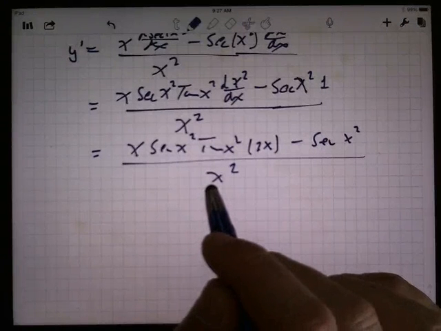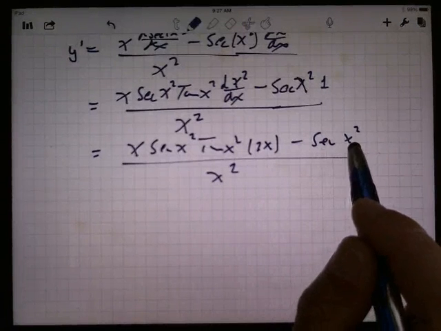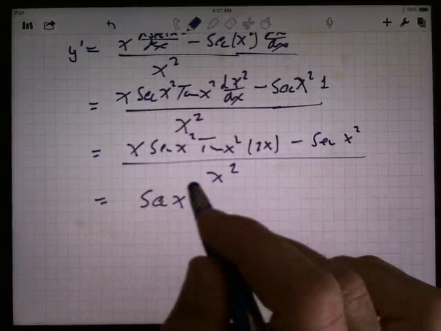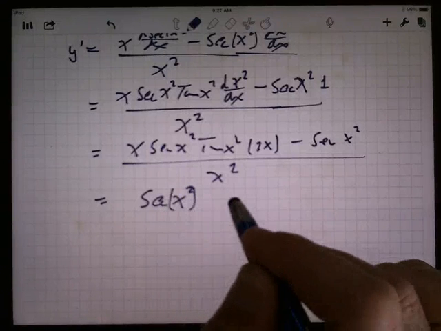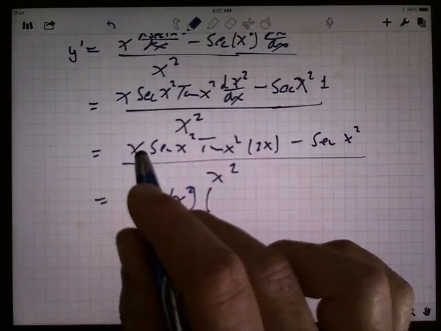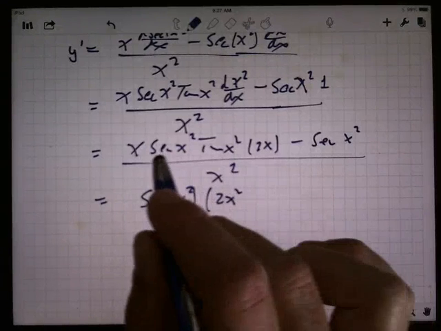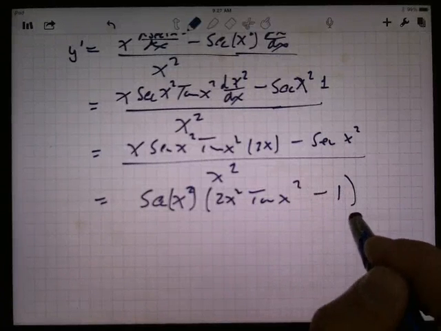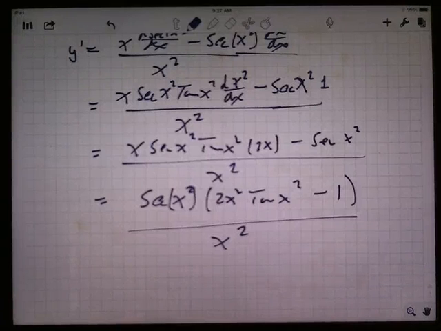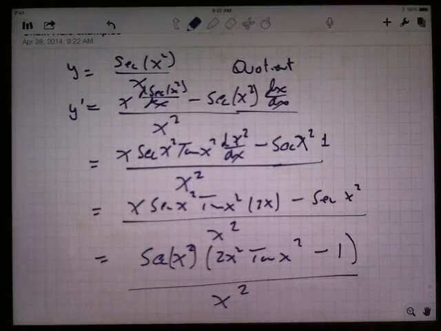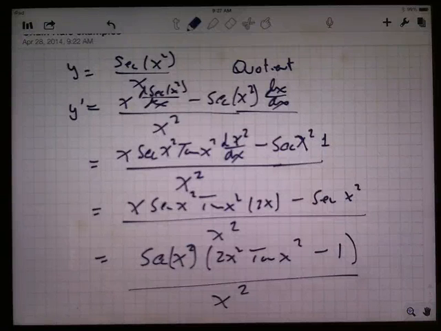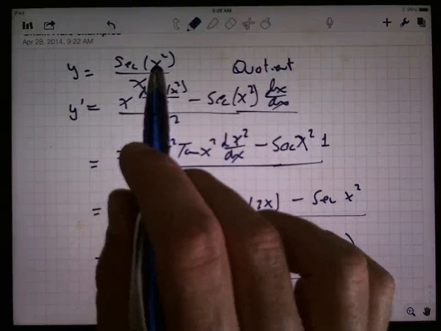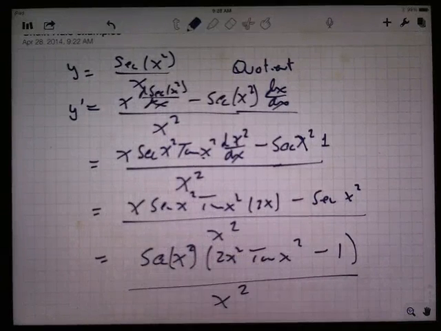I can factor out a secant x squared from the top though. So I've got secant x squared, secant of x squared. And then I've got 2x squared, because the x and the 2x there, times tangent x squared, and then minus 1, all over x squared. There we go. So there's a quotient rule together with a chain rule, and I wanted to throw the secant in there too, because the secant's one where the inside function shows up twice, and I want to make sure that we see it there twice.